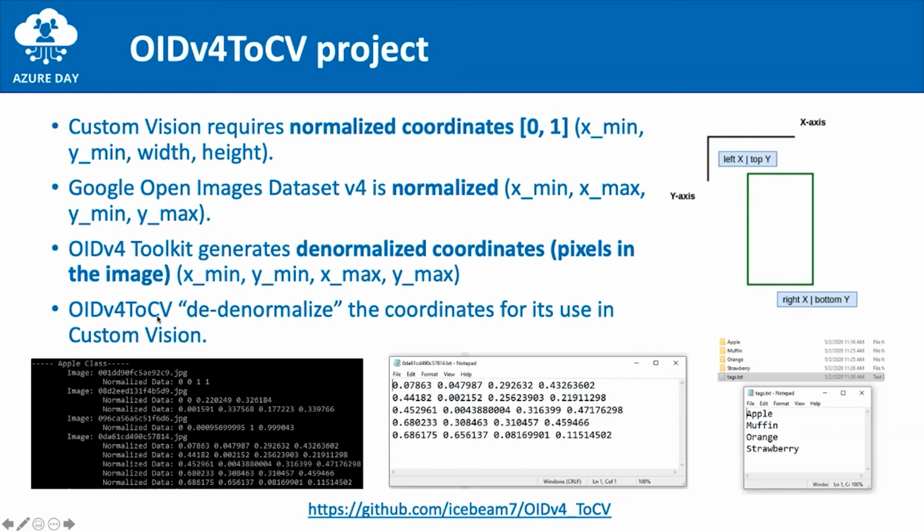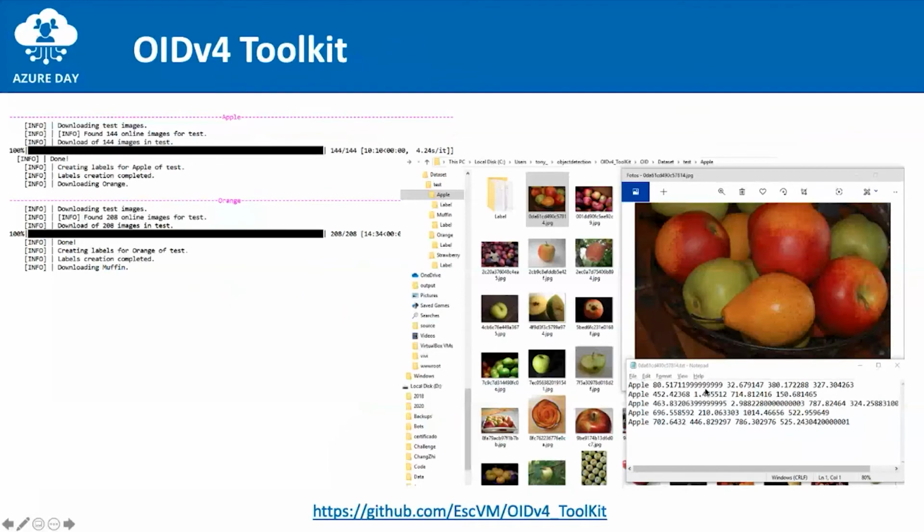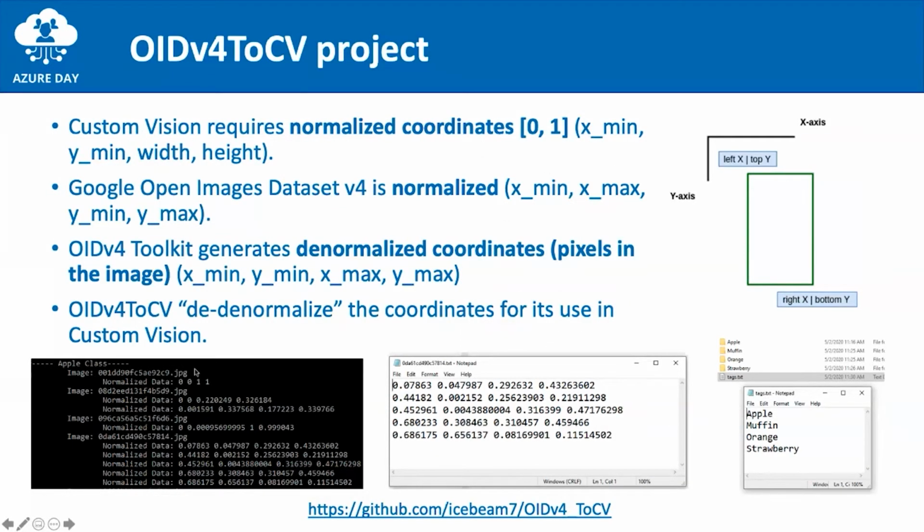So I created an open source project in C#, which you can download at this URL, or you can simply go to my GitHub, github.com/icebeam7, and you can see my 3 latest projects. This is one, OID version 4 to Custom Vision, which normalizes the coordinates for its use in Custom Vision. So basically, we are converting these pixels into normalized coordinates with width and height. That's also important because both the Google Open Images dataset and the toolkit have this bounding box in coordinates X and Y, but Custom Vision requires width and height. So there is a simple subtraction operation, and we will get the width and height.